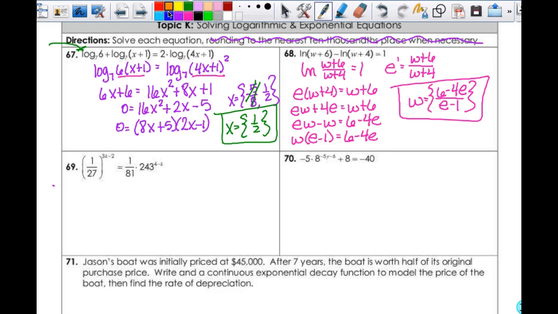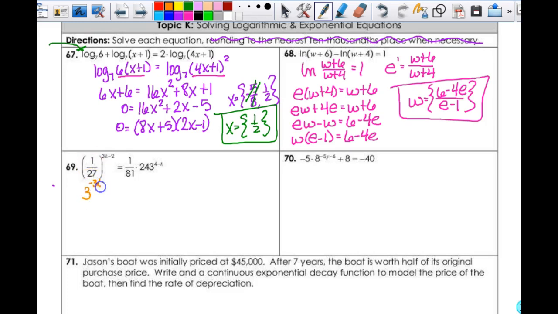I need to get all the same bases. You could leave it as a fractional base, but I think most of you feel a little bit more comfortable when it's not a fraction. So yes, 9 squared is 81, but I can't use a 9 here. I'm going to have to use a 3. So we'll make 3 our base. This would be to the negative 3 power.